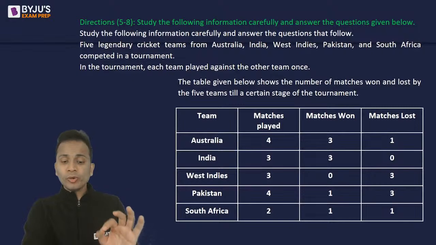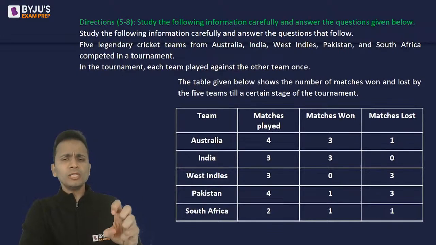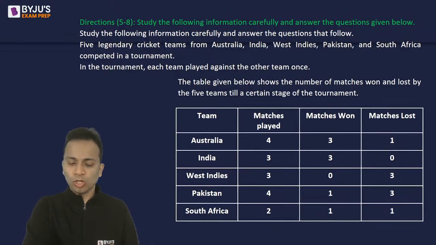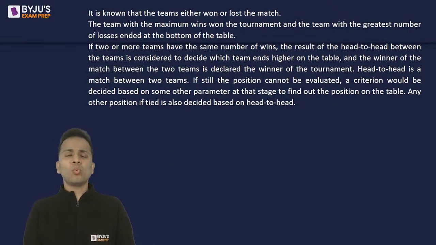Now I'll make you read the entire information first, and then I will keep all the information on a single page and will give you some time to solve that. All right. So you have understood. Now it is known that the teams either won or lost the match. The team with the maximum wins won the tournament, and the team with the greatest number of losses ended at the bottom of the table. Done? Now, if two or more teams have the same number of wins, the result of the head-to-head between the teams is considered to decide which team ends higher on the table.